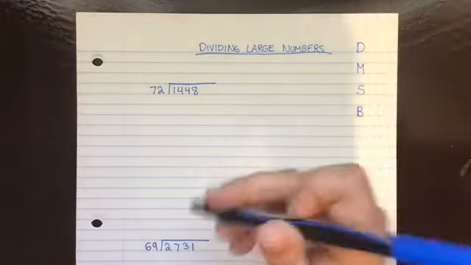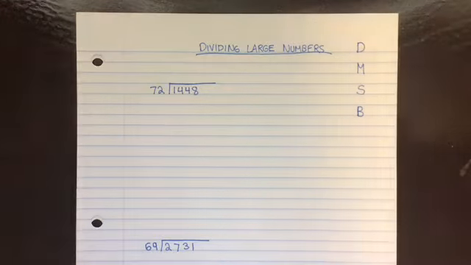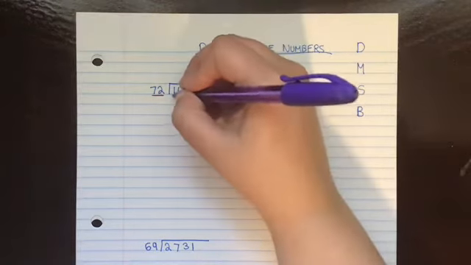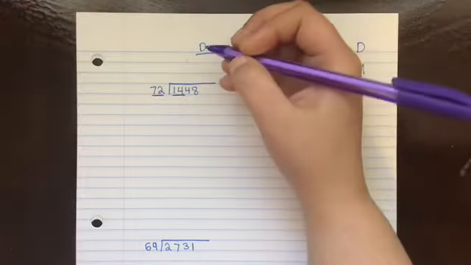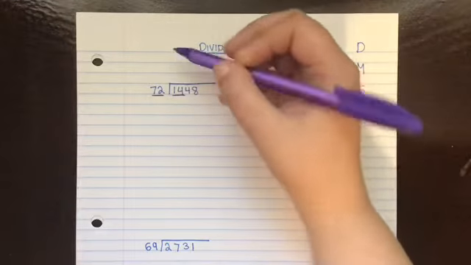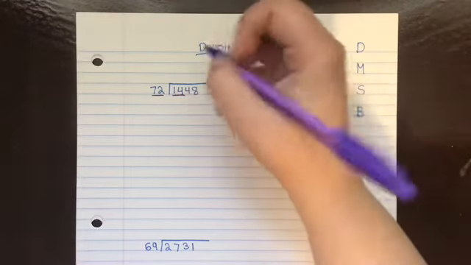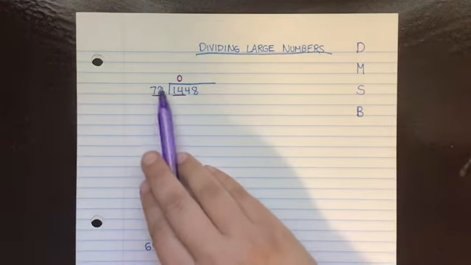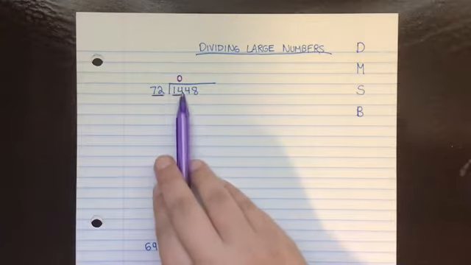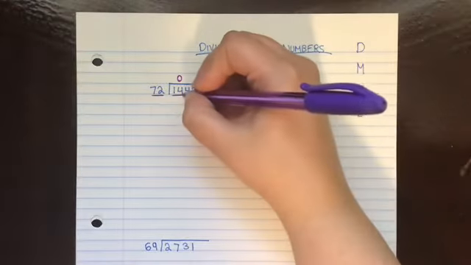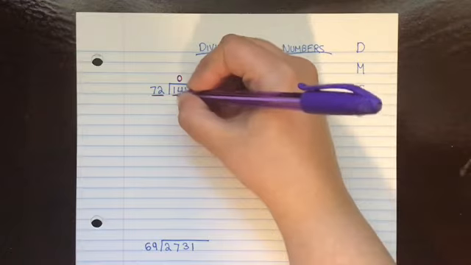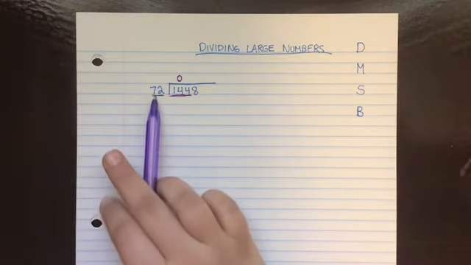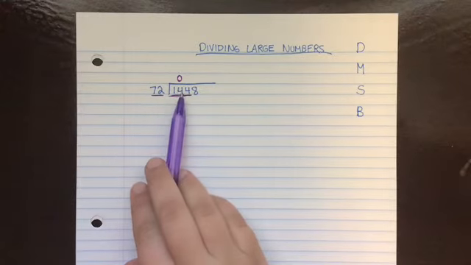So the first thing that I do is I look at how many times 72 fits into the first 2 digits over here. Now 72 fits into 14 absolutely 0 times. That does not fit at all. So if I recognize that this number doesn't fit into the 2-digit number, I put a 0 up there, and then immediately I go to looking at the first 3 digits here. Now I have to figure out how many times 72 fits into 144.